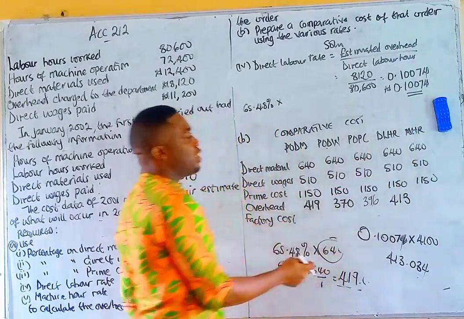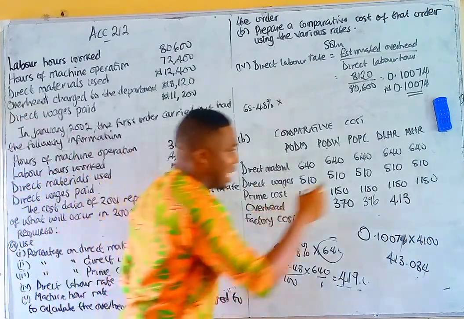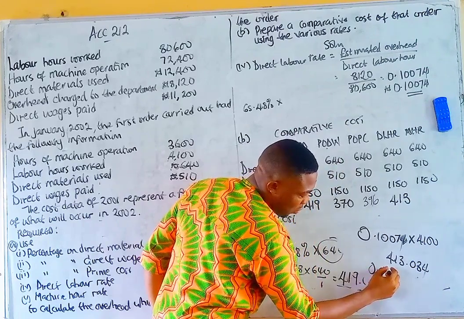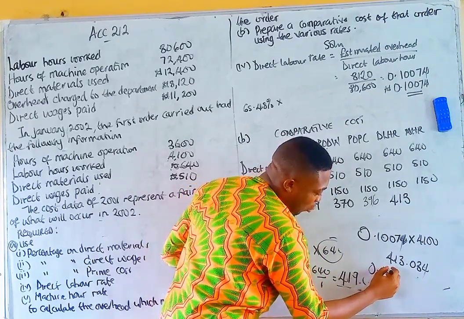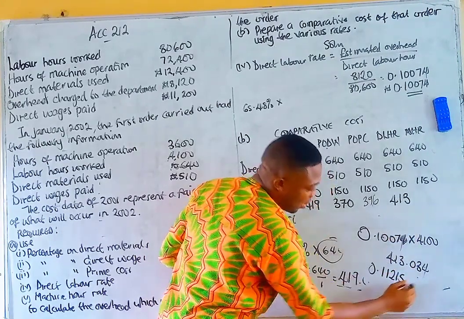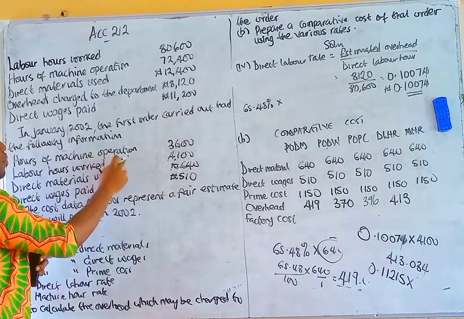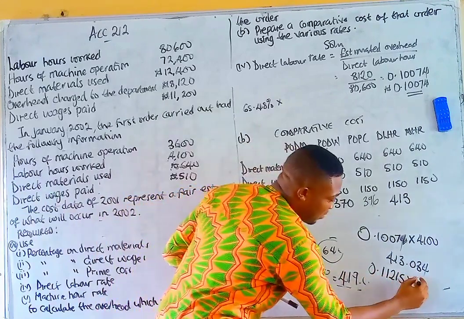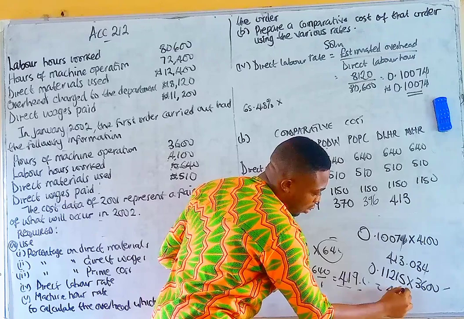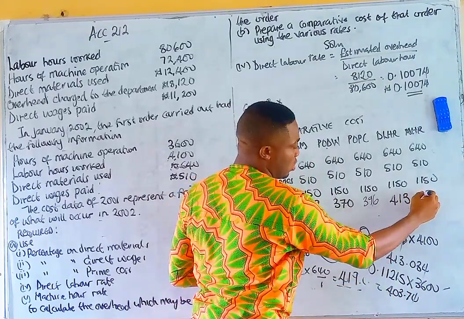Now the last one is the machine hour rate. We also have the estimate for last year, which is 0.11215. Multiply it by the hours of machine operation for this year, 36. That gives 403.74, so we can approximate to 404.